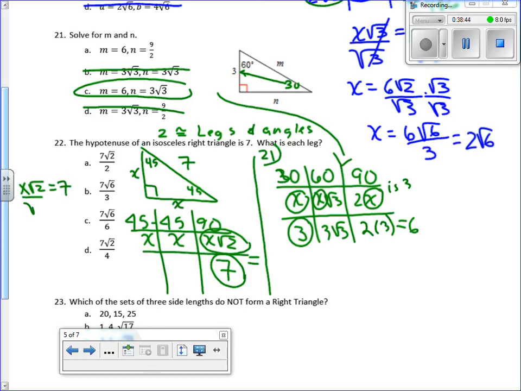I have to get the x by itself. I will divide both sides by the square root of 2. So x equals 7 divided by the square root of 2. I'm not allowed to have a radical in the denominator, so I have to rationalize the denominator. I get 7 square roots of 2 over 2. And that's what they asked us to find.